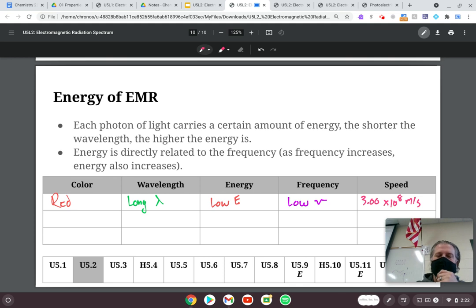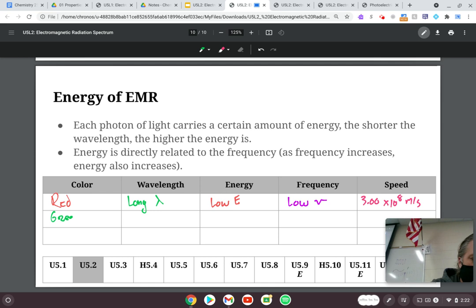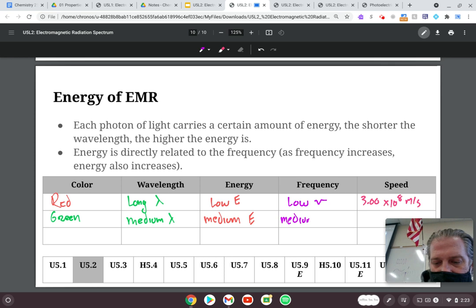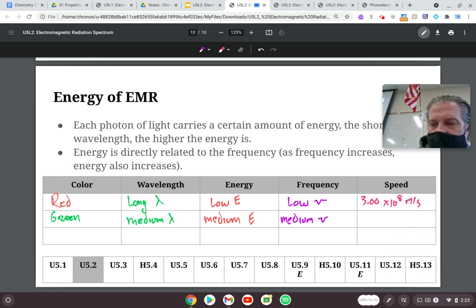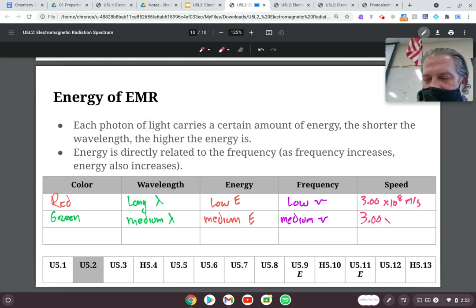Okay. Now, with the green photons, the wavelength was a medium wavelength. The energy was medium energy, and the frequency was medium frequency. But the rate at which the photon traveled was 3 times 10 to the 8 meters per second.